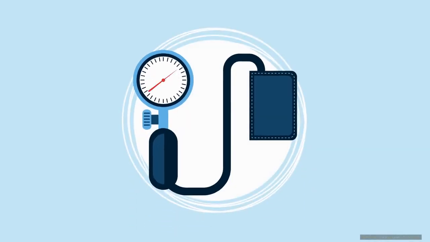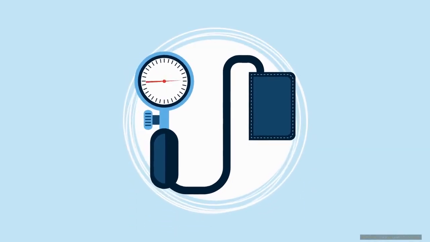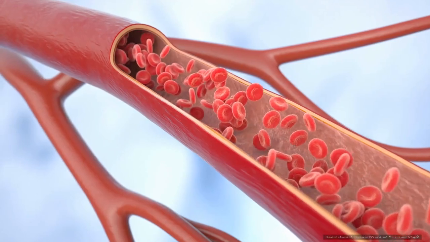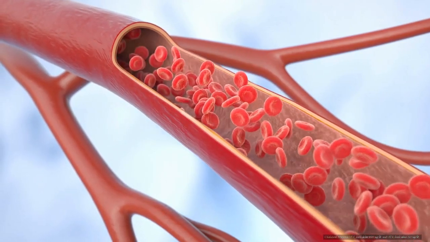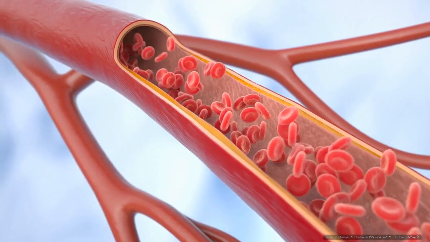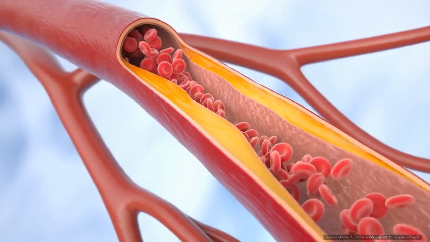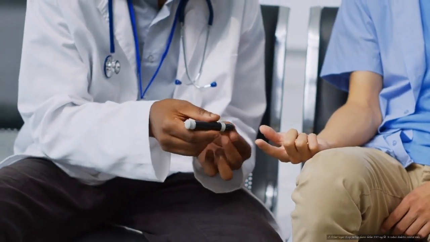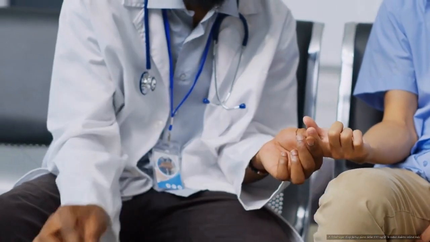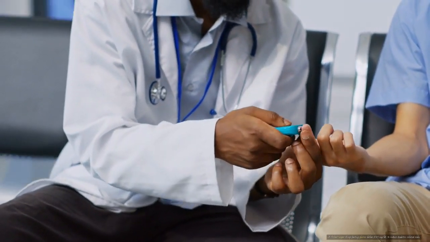Monitor key health metrics. 1. Blood pressure. Aim for levels below 120/80 millimeters of mercury. 2. Cholesterol. Maintain LDL levels below 100 mg per deciliter and HDL levels above 60 mg per deciliter. 3. Blood sugar. Keep fasting glucose below 100 mg per deciliter to reduce diabetes-related risks. Medications and interventions. In some cases, medications like statins, ACE inhibitors, or aspirin may be prescribed to manage risk factors. Consult your healthcare provider for personalized advice.